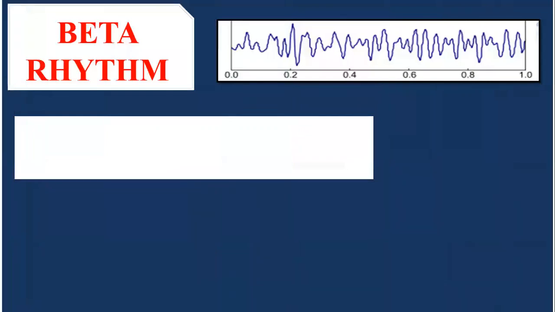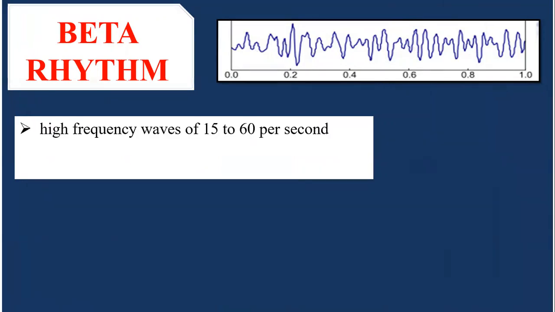The other type of waves are the beta waves. As you can see, the beta waves have increased frequency as compared to the alpha wave. The beta waves have a frequency of 15 to 60 per second. There is an increased number of waves, so frequency indicates the number of waves: 15 to 60 waves per second. And what is the amplitude? Amplitude is less as compared to the alpha waves. It is 5 to 10 microvolts, so it has an amplitude, or height, of 5 to 10 microvolts.